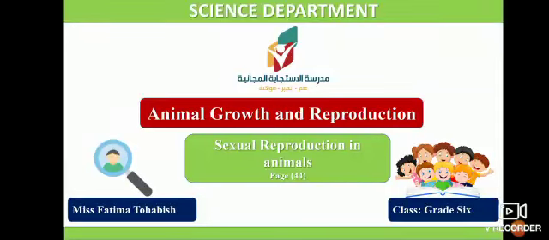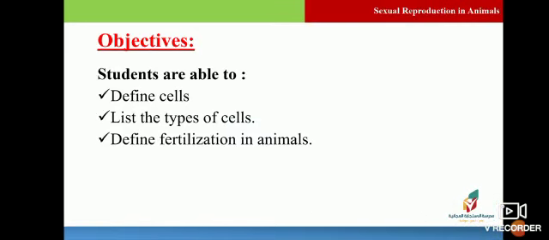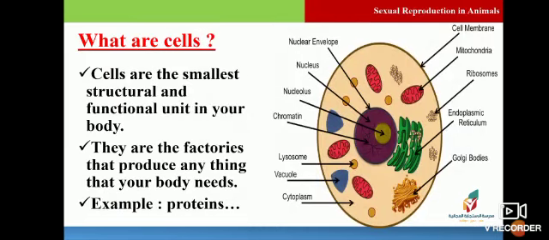Today, our lesson is about sexual reproduction in animals. Please open your book on page 44. Are you ready? So, let's start. The objectives of this lesson: the students are able to define cells, list the types of cells, and define fertilization in animals. Now, I have to ask you a question.